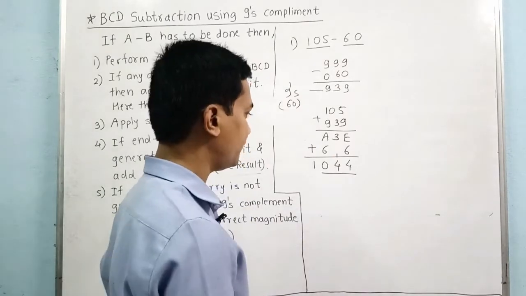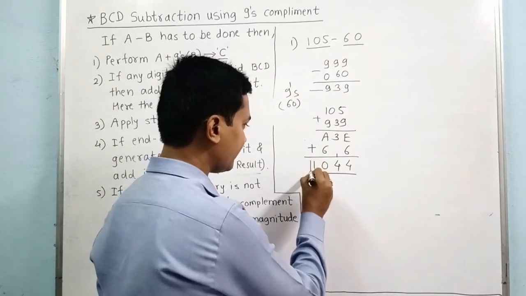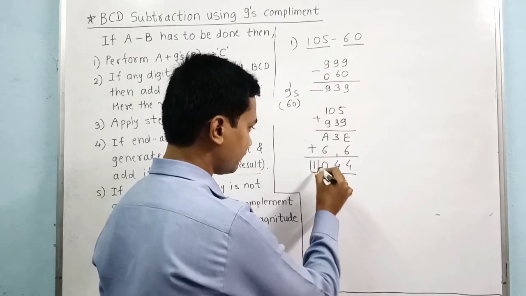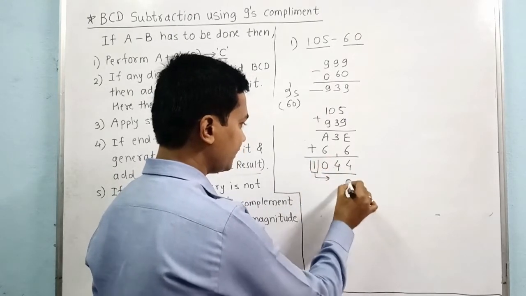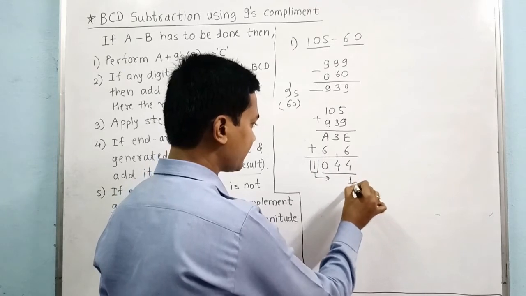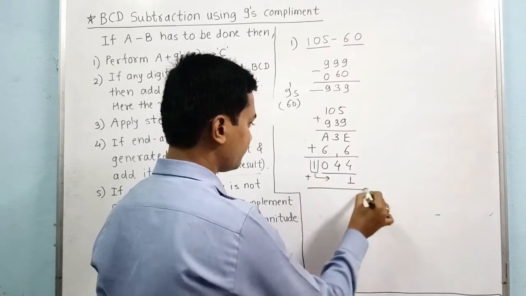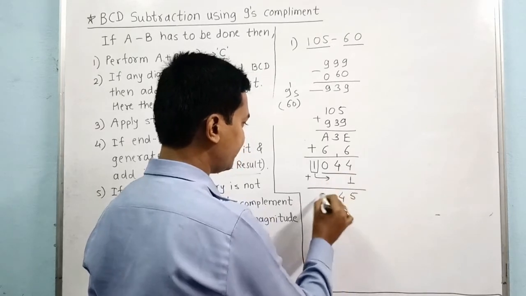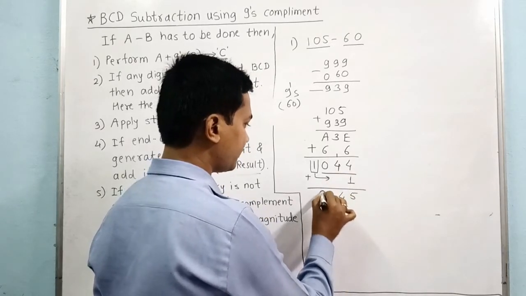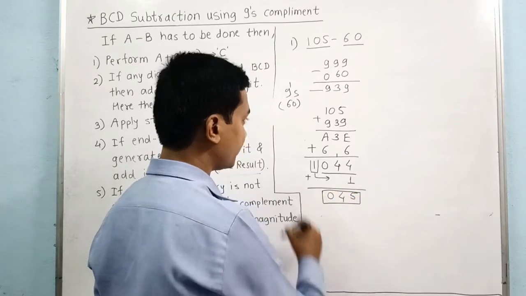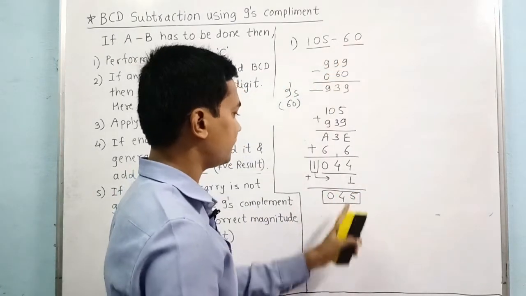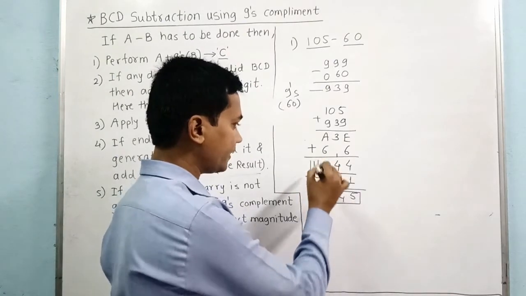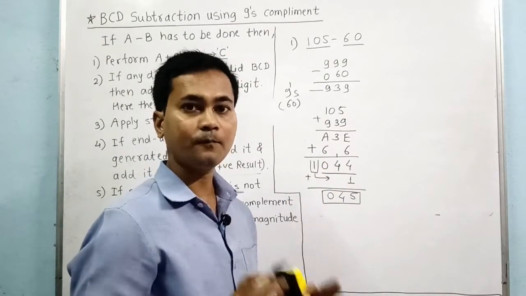Yes. So what we will do, we will discard this end around carry and add it into the current result. Okay, now 4 plus 1 is 5, 4 and 0. Okay, so this is our final result. Okay, so 105 minus 60 is 45. So here if we have obtained end around carry, that means the result is positive.